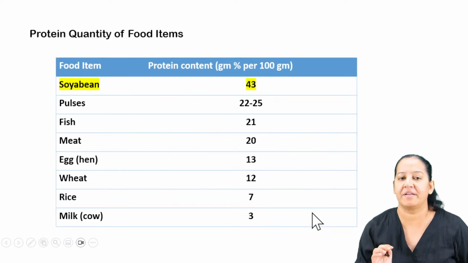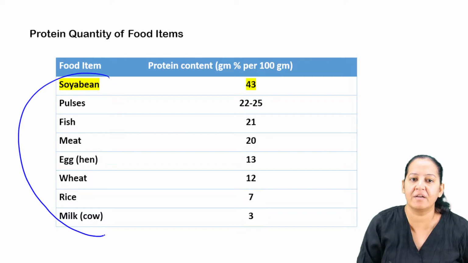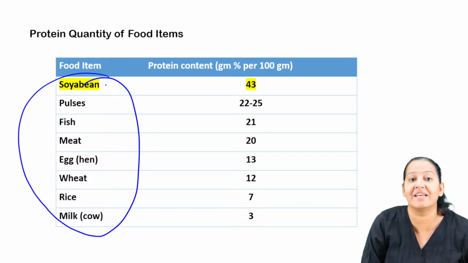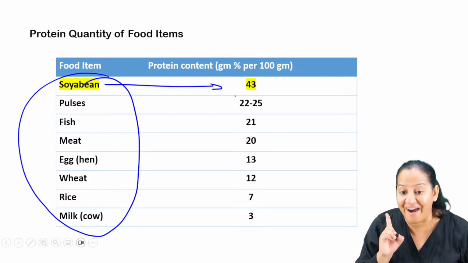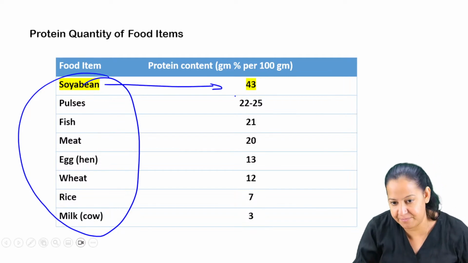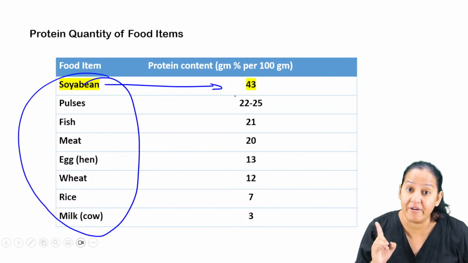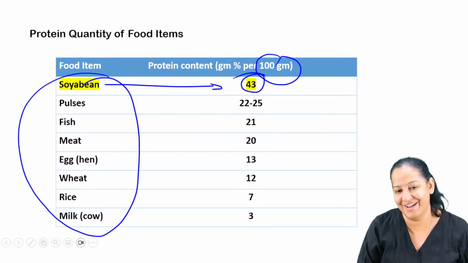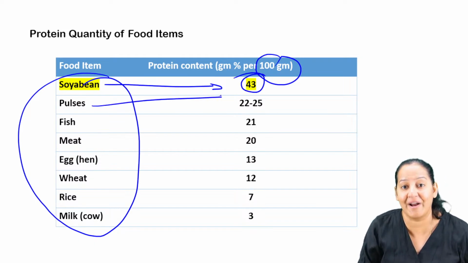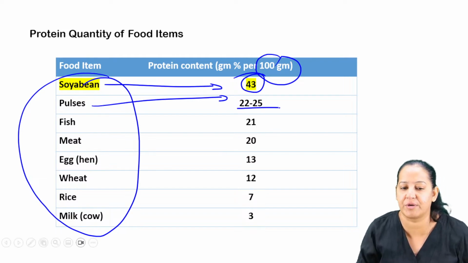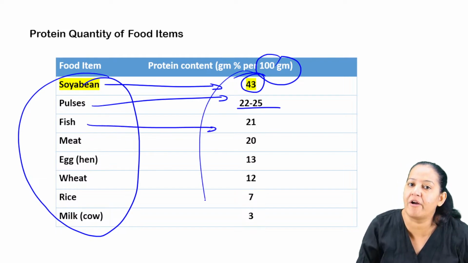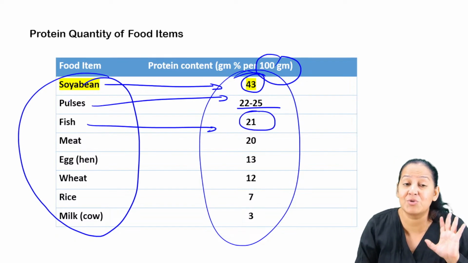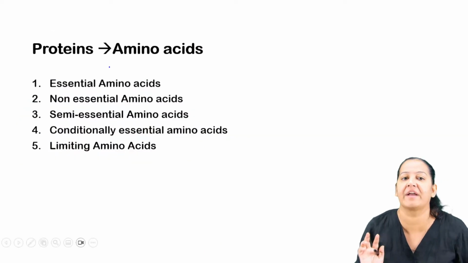Okay, protein requirement. Now this is the protein content of various food item. You can see among the vegetarians, maximum protein is present in the soya bean. Soya bean is a type of pulse. So in 100 grams of soya bean, 43 grams is protein. Other pulses, 100 gram have only 25 grams of protein. 100 gram of fish is having only 21 gram of protein. So don't learn the values, learn soya bean is having highest protein. You get question on that.